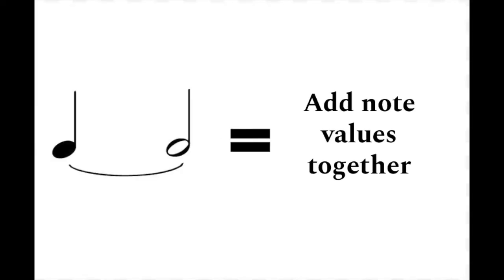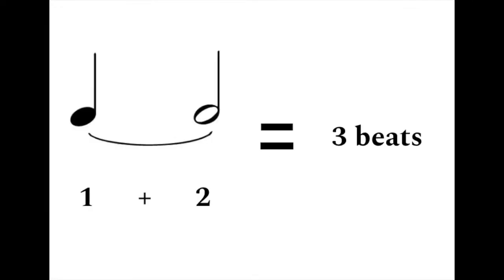The next rhythmic concept we're going to be looking at are ties. Ties have the capability of combining the note values of the notes that it connects. For example, on the screen it shows a tie connecting a quarter and a half note. Since a quarter note is equal to 1 beat and a half note is equal to 2 beats, the total note value is going to be 3 beats altogether.